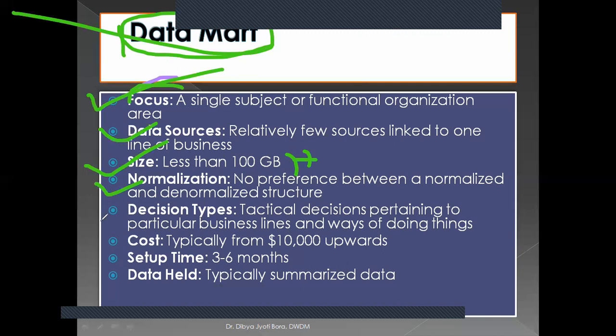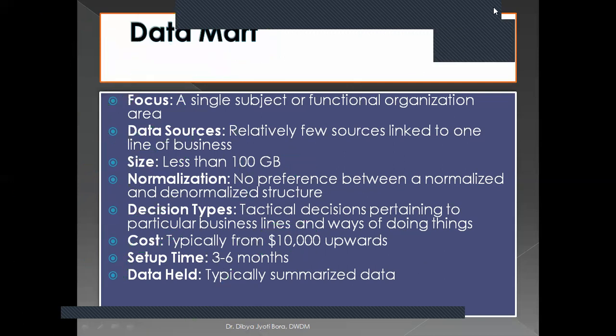Then decision types: practical decisions pertaining to particular business lines and ways of doing things. Cost: typically in Indian rupees you can convert this, but it is not going to be a very huge amount if we consider our country basis. Then generally it takes time up to 3 to 6 months. Data held: typically summarized data. And these are the points with respect to data mart.